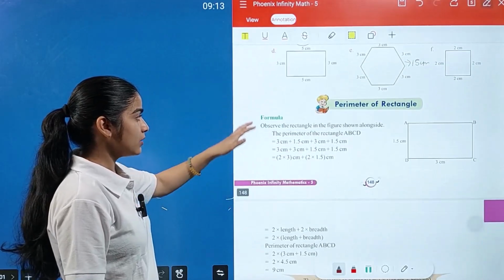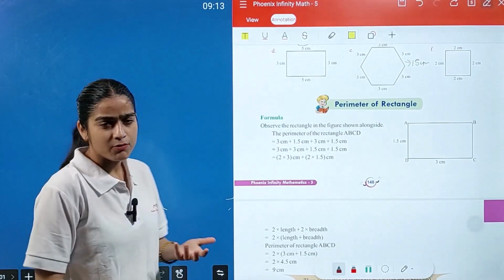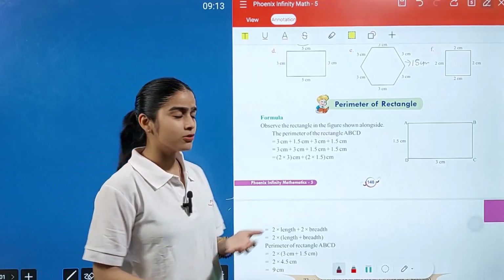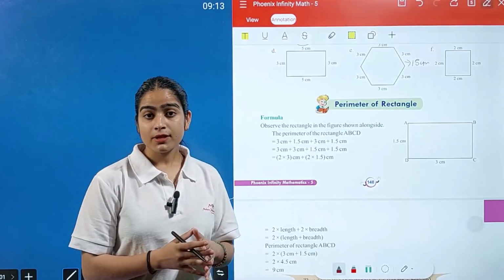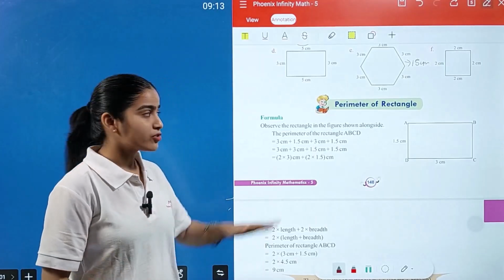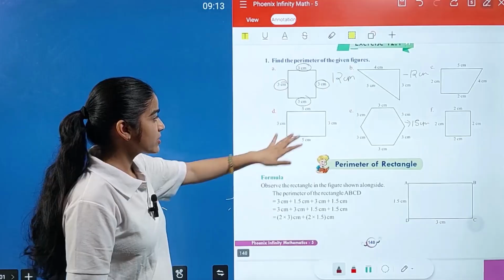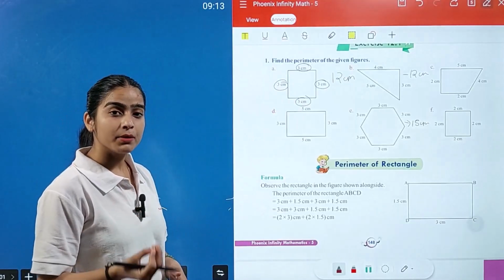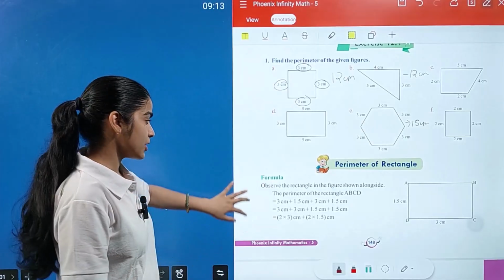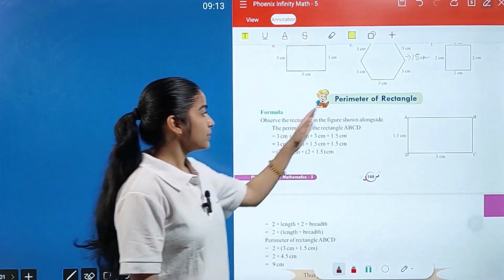Next we deal with the perimeter of a rectangle. But ma'am, we already learned about the perimeter of a rectangle, so why are we repeating it here again? That's why we're repeating: till now we were just adding the sides' measurements together, but we have different formulas for calculating the perimeter of different kinds of shapes. So first we deal with the perimeter of a rectangle.